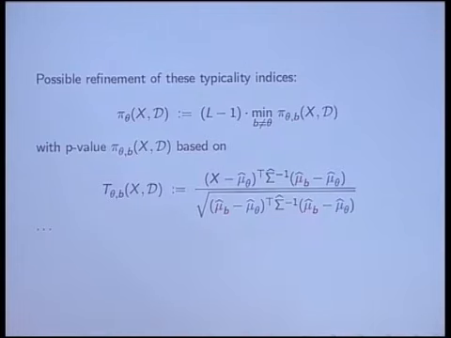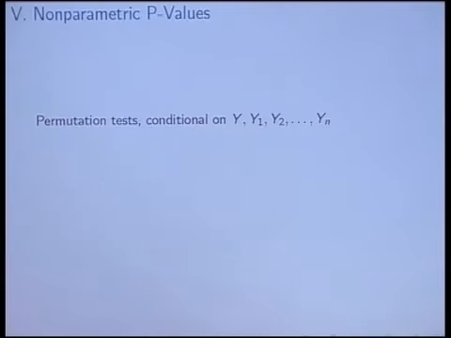Okay, so it's possible to refine it, because the Mahalanobis distance, this test statistic I was considering, does not take into account the information from the other classes. So you only compare x with a certain center mu theta without taking into account where the other centers are. And so this could be refined. But now let me talk about non-parametric p-values.